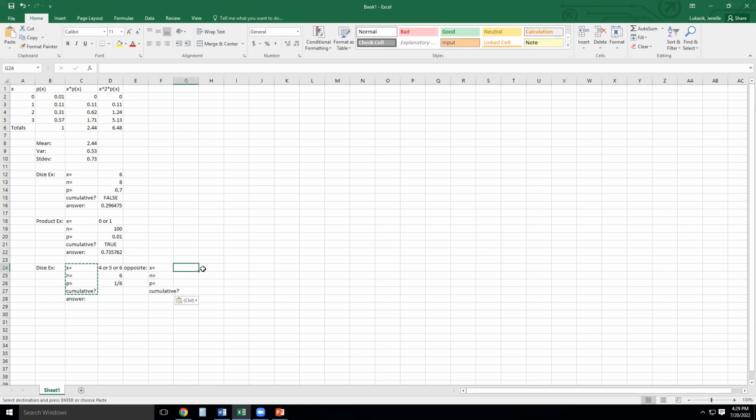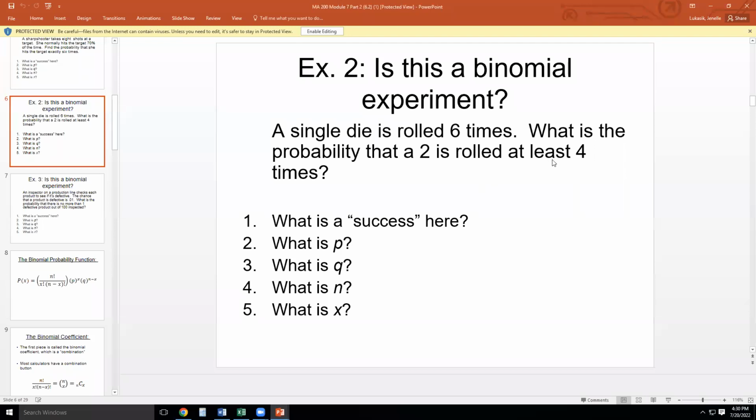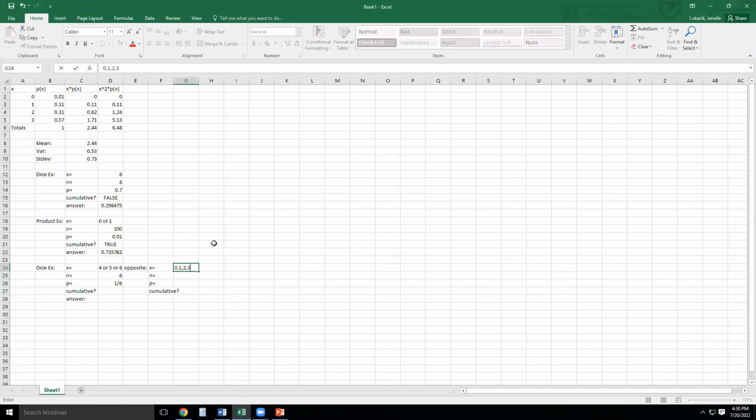I don't want 0 or 1 or 2 or 3, right? Those are the x's I don't want. I want to just keep 4, 5, and 6. I don't want to get 0 2s or 1 or 2 or 3 of them. I want to try to get 4 or 5 or 6 2s. That's what the question is asking me, at least 4. So I want to take away 0, 1, 2, and 3. Hopefully this is already becoming clearer to you.